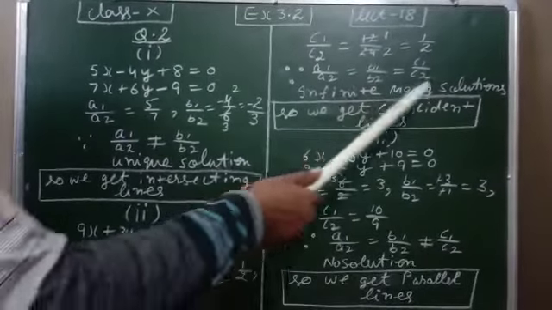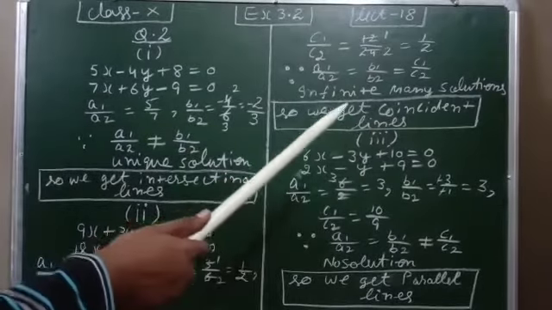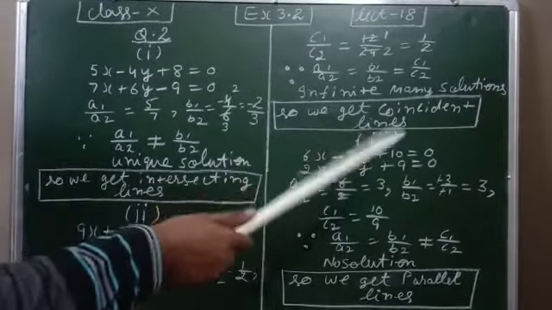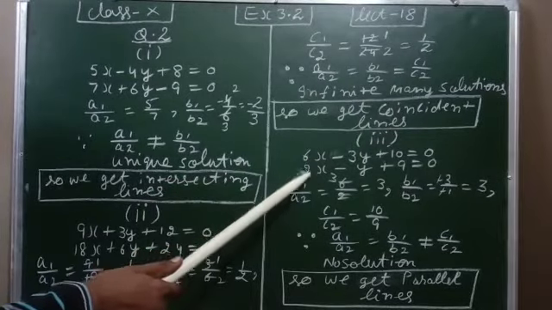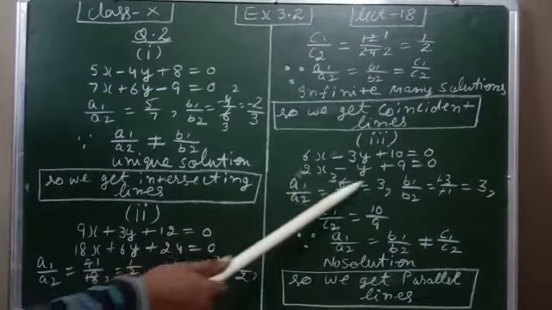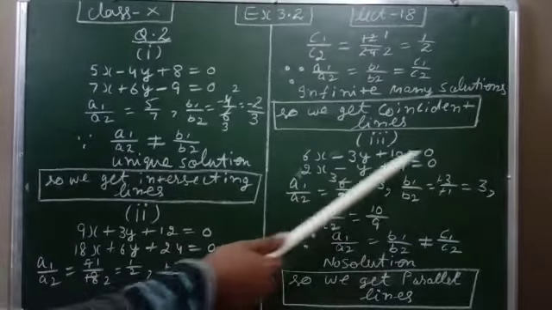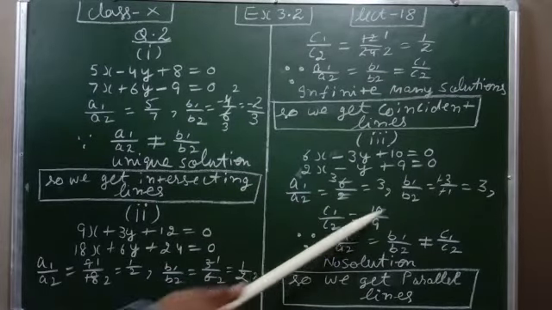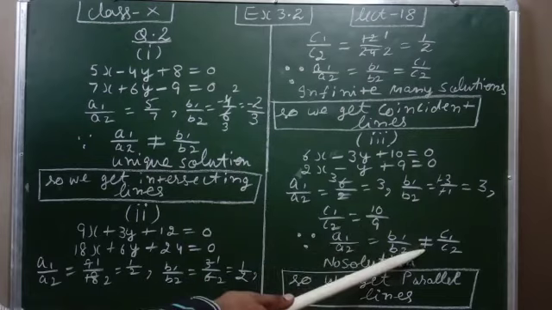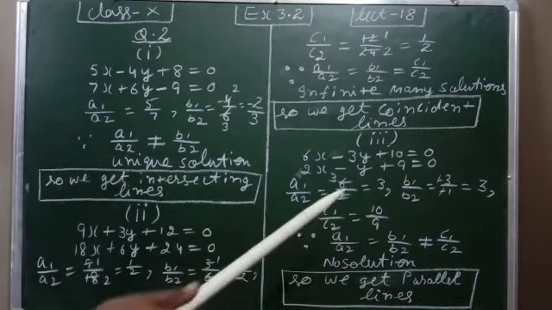If infinitely many solutions are there, then we will get coincident lines. Means the solution of both lines will be the same line. Those lines are called coincident lines. Now this is the third part. So from here we find out a1 upon a2 means 6 upon 2, this is 3. Then b1 upon b2, minus 3 upon minus 1, again 3. Then c1 upon c2, 10 upon 9. So a1 upon a2 and b1 upon b2 are equal, but c1 upon c2 is not equal. So no solution is there. If we are having no solution, then we will get parallel lines.